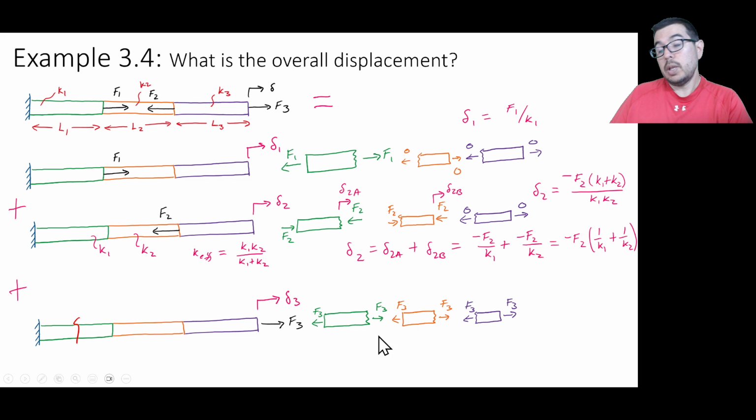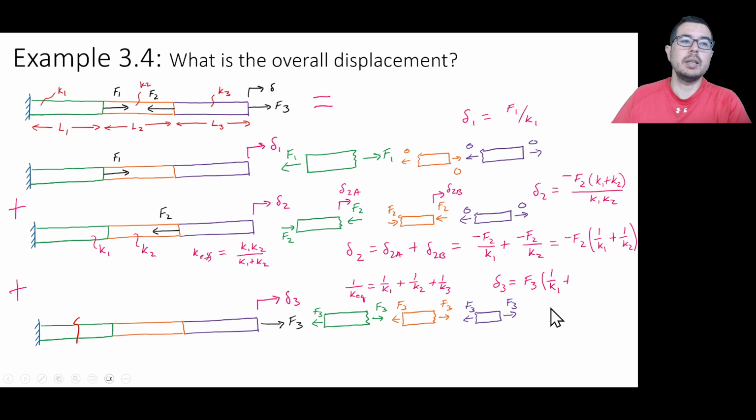And let's go ahead and figure out what the effective spring coefficient is for the entire three-sectioned system. That effective spring constant, or spring rate, or spring coefficient can be considered to be equal to, or the reciprocal of it can be equal to, 1 over k1 plus 1 over k2 plus 1 over k3. And so we can figure out what delta 3 is by simply taking, again, the force divided by the spring constant, or force times 1 over k equivalent, and we'll get our delta 3 here.